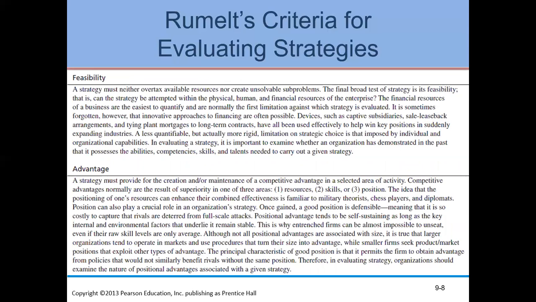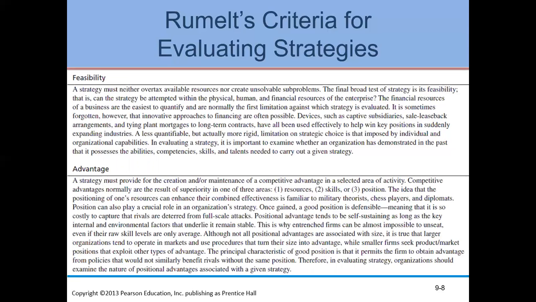When we talk about Rumelt's criteria for evaluating strategies, the next expression we have for internal consideration is feasibility. And it is said a strategy must neither overtax available resources nor create unsolvable subproblems. The final broad set of strategy criteria is feasibility. That is, can the strategy be attempted within the physical, human, and financial resources of the enterprise?